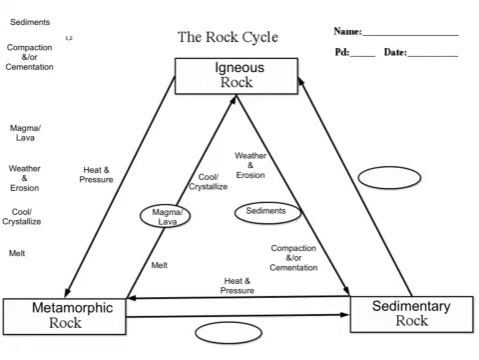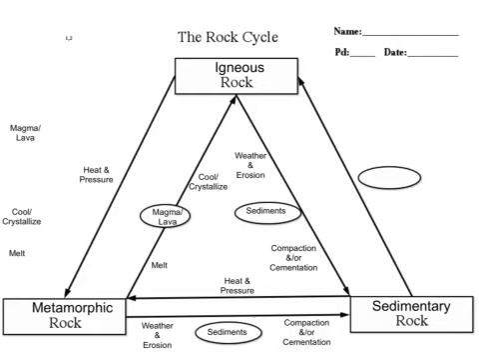Now let's go from metamorphic to sedimentary. Again, sedimentary rocks form from compaction and cementation of sediments. So how do we get sediments? We're going to take our metamorphic rock and weather and erode it. And that will form sediments. Then we're going to take those sediments and compact or cement them. Now we have a sedimentary rock.